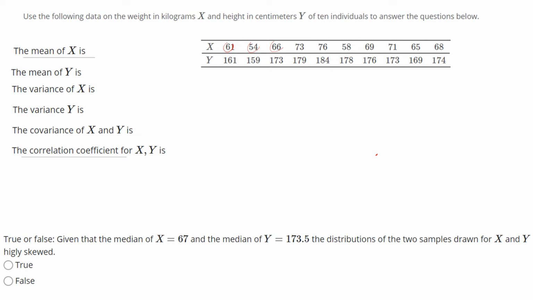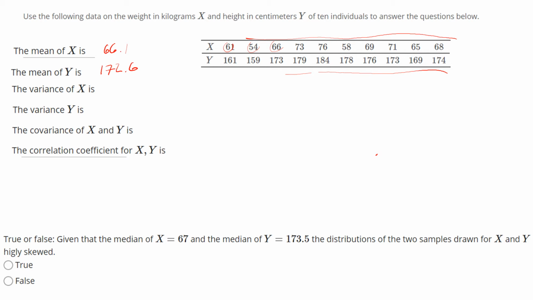When we do that calculation, by my lights, for X we get a mean value of 66.1, and for Y we get a mean value of 172.6. Again, for X we sum all of these numbers, add them up, divide by 10. For Y, add up all these numbers, divide by 10. Okay, next we have to find the variance of X.